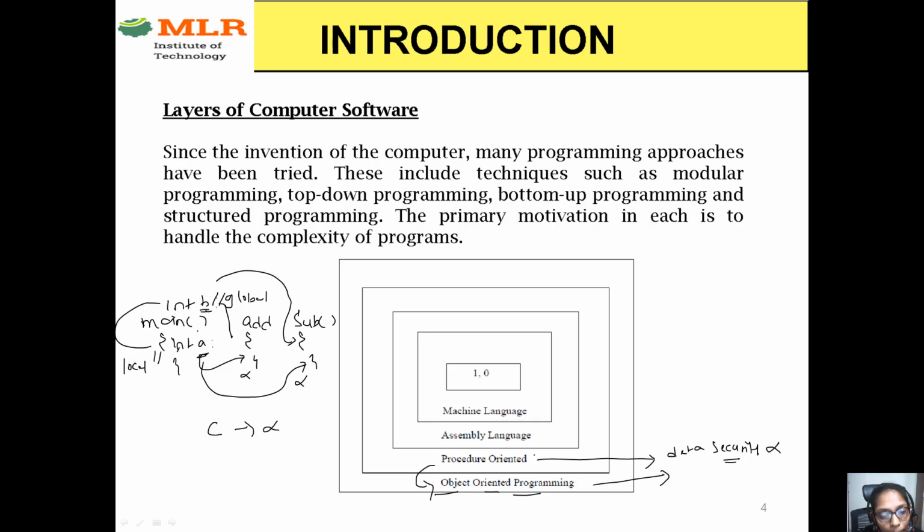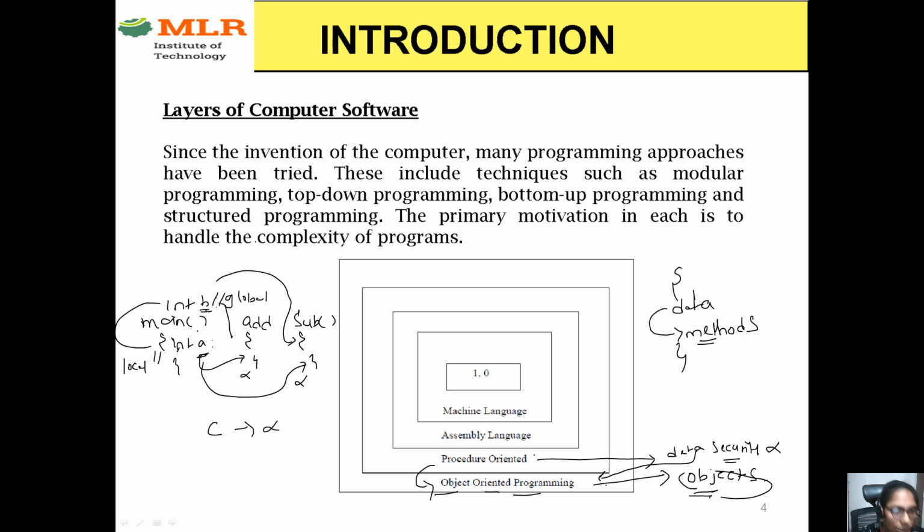By the name itself you can tell that everything will be in the form of objects. So in object oriented programming, everything will be in the form of objects. What is meant by objects? We will discuss that later. The main goal of object oriented programming is to overcome this problem of data security. Within the object, we are combining data and methods, so that this data can be accessed only by these methods.